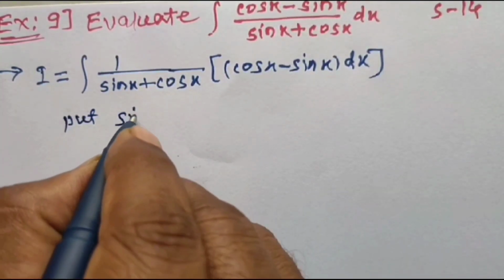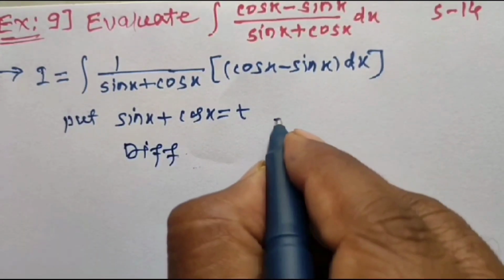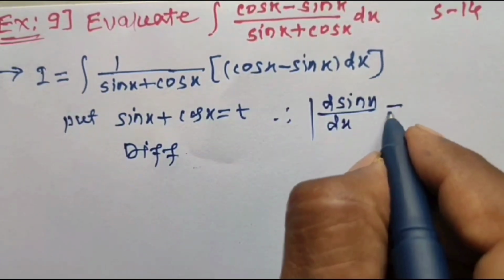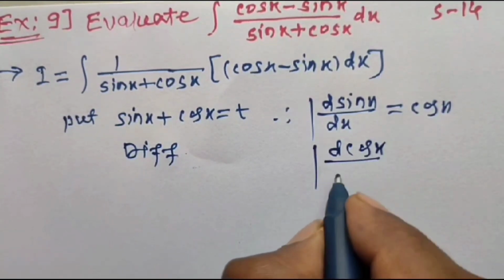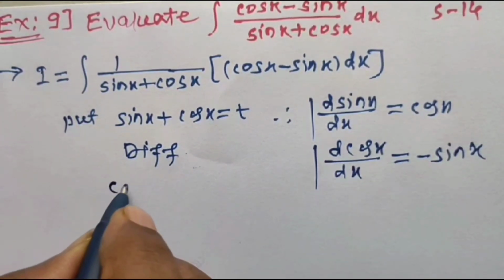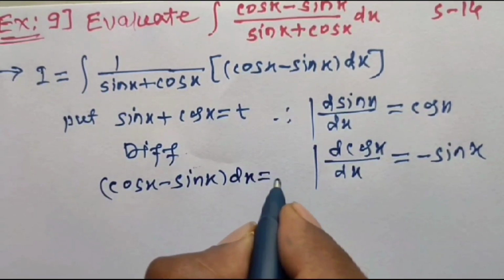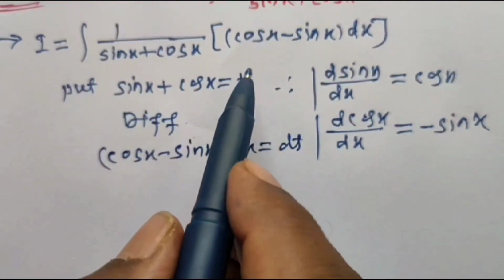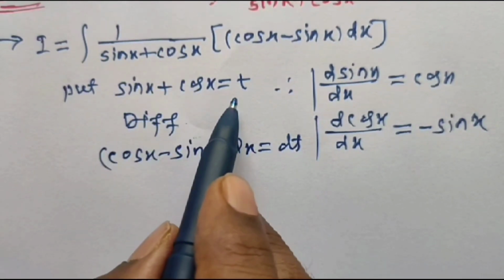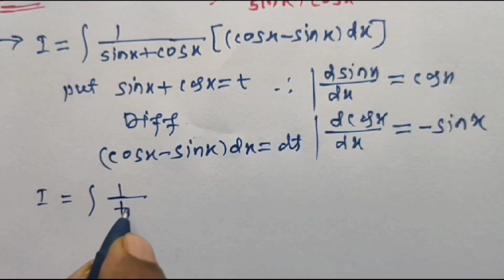Now sin x plus cos x is equal to t. Differentiate this. Since we know the derivative of sin x with respect to x is cos x, and the derivative of cos x with respect to x is minus sin x. Hence, this can be written as cos x minus sin x dx is equal to dt. Hence, in the integral, replace this bracket by dt and replace the denominator sin x plus cos x by t. Hence, I is equal to integral 1 upon t dt.